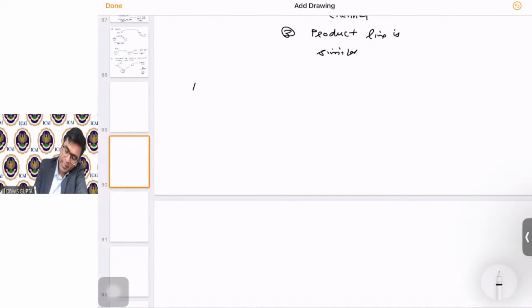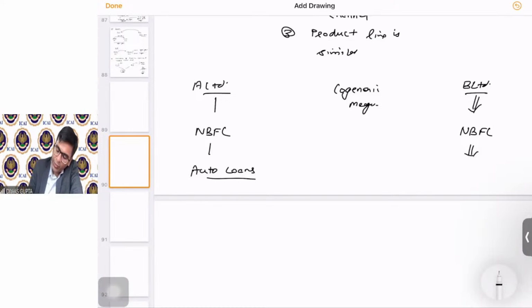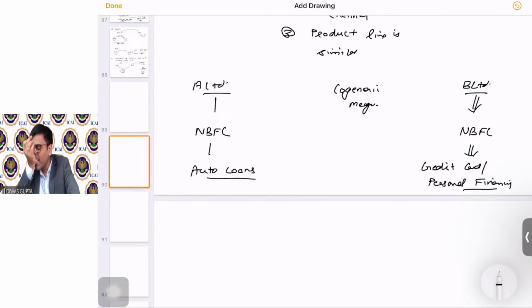Let me take an example. Let's say A Limited and B Limited. When can we say that there is a co-generic merger? Let's say A Limited is an NBFC, a non-banking financial corporation, and its purpose is to give auto loans, automobile loans, finances for the procurement of four-wheelers, two-wheelers, like that. Now, B Limited is also an NBFC, but here they are into credit cards or personal financing. They are not into auto loans, because an NBFC is created for a specific purpose. So here the purpose is credit card or personal financing.